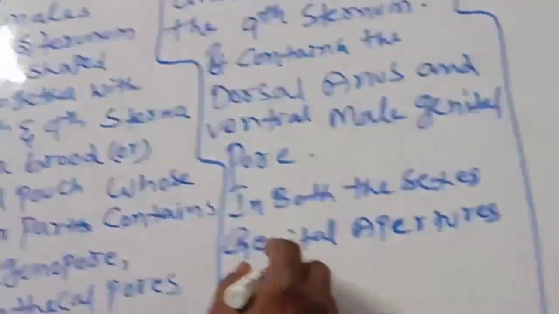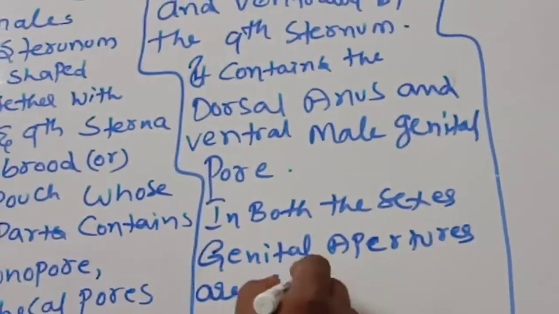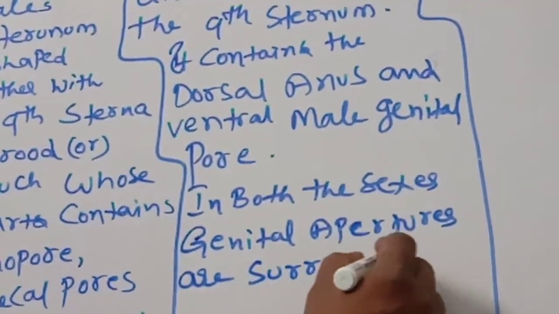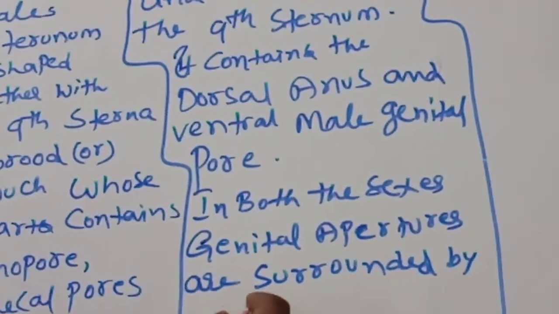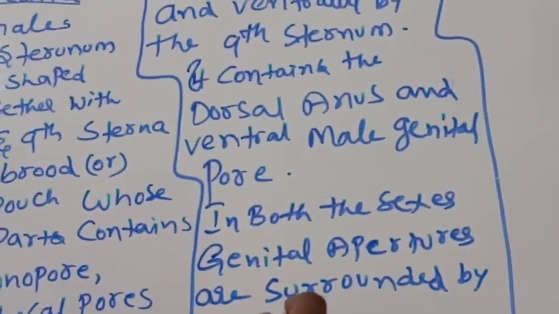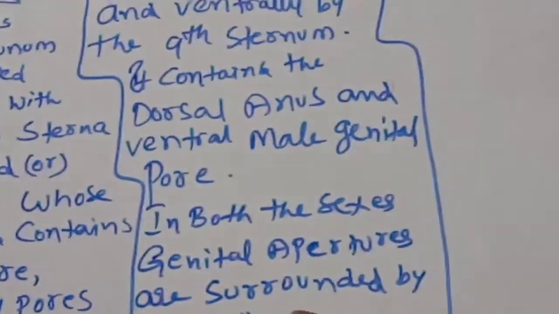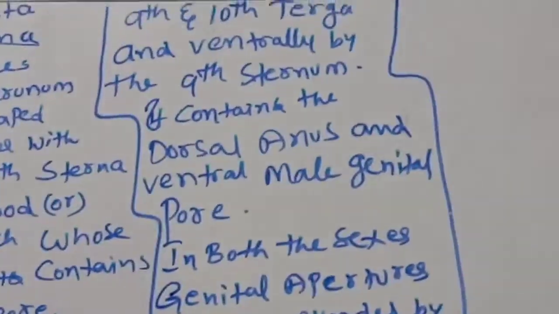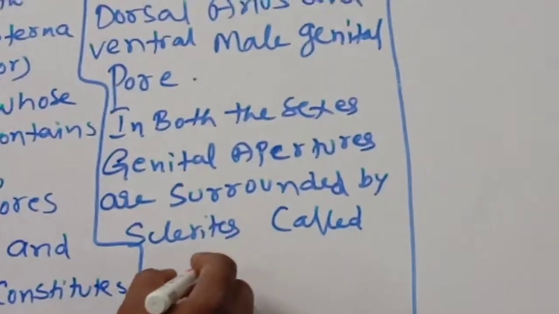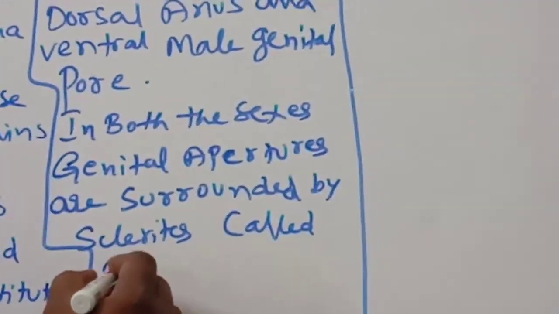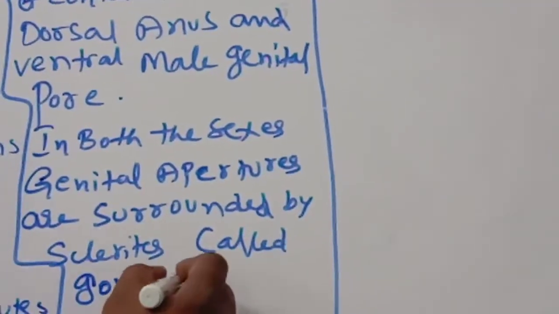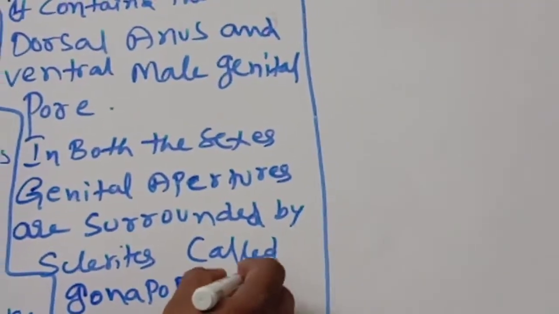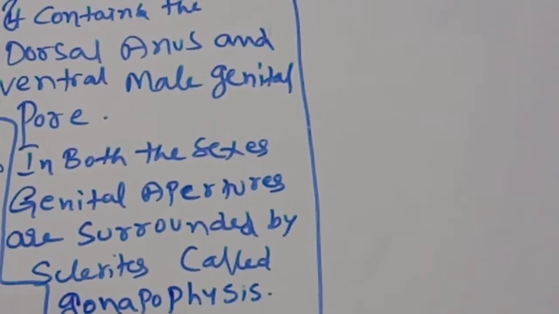Genital apertures are surrounded by sclerites called gonapophysis. This is important.